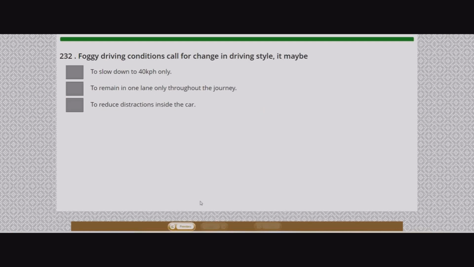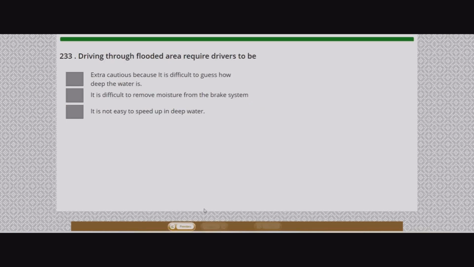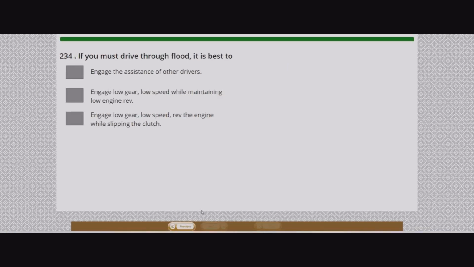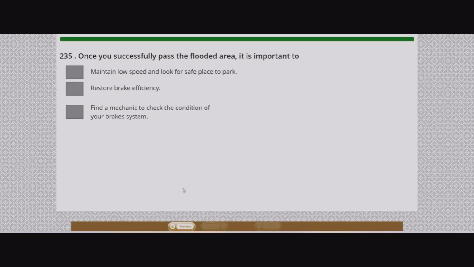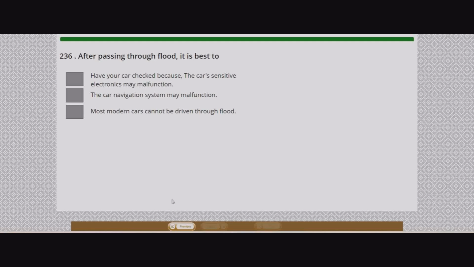Foggy driving conditions call for a change in driving style. It may help to reduce distraction inside the car. Driving through flooded areas requires drivers to be extra cautious because it is difficult to guess how deep the water is. If you must drive through flood, it is best to engage low gear, low speed, and rev the engine while slipping the clutch. Once you successfully pass the flooded area, it is important to restore brake efficiency. After passing through flood, it is best to have your car checked because the car's sensitive electronics may malfunction.